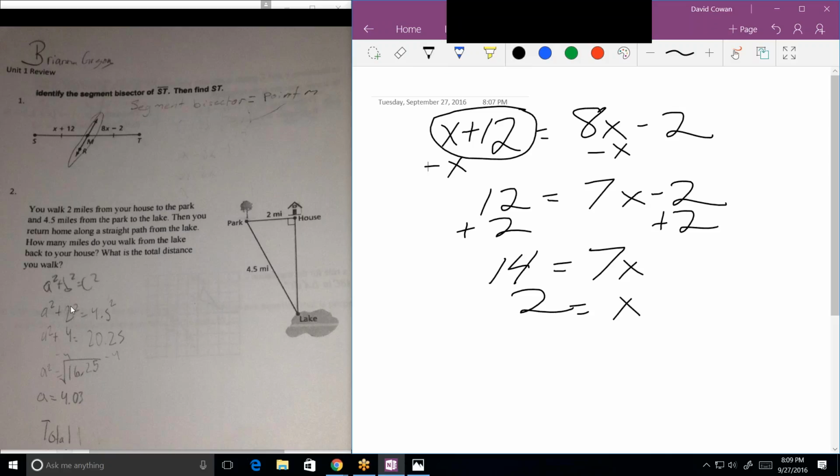And let me use this pointer. I know you can see this. So once we've plugged the 2 into this part, that says 14 plus 14, 28 is the length of ST. Okay.